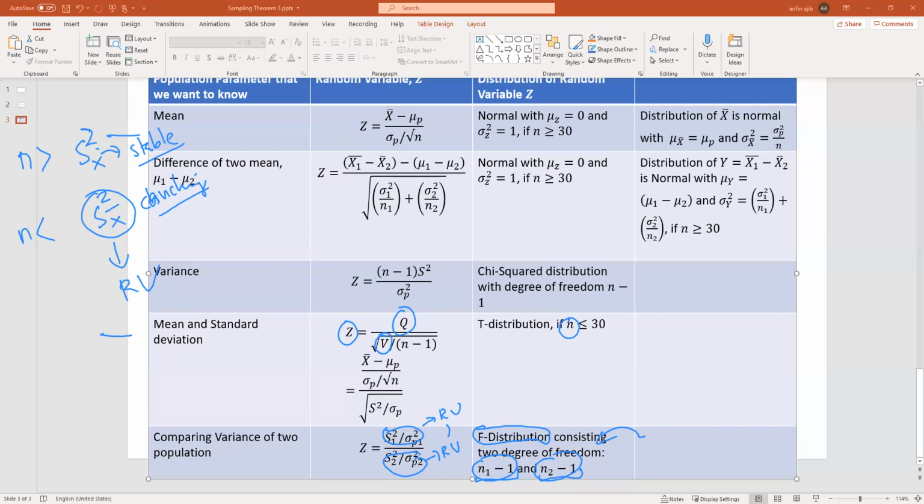Sir, I have another question, sir. Yes, please. For the third row, is there any distribution for the X bar, just like in the first row? Distribution of X bar, yeah, for the third row. Yeah. Wait a moment.